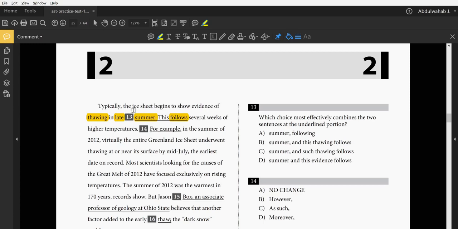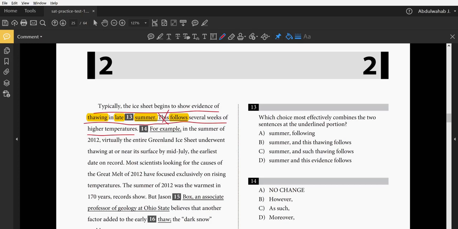So here we've got question 13. Which choice most effectively combines the two sentences at the underlined portion? We're taking a look at these two sentences: typically the ice sheet begins to show evidence of thawing in late summer. This follows several weeks of higher temperatures. Now, my problem with these two sentences is that there is a little bit of repetition with the word this. I don't need the word this.